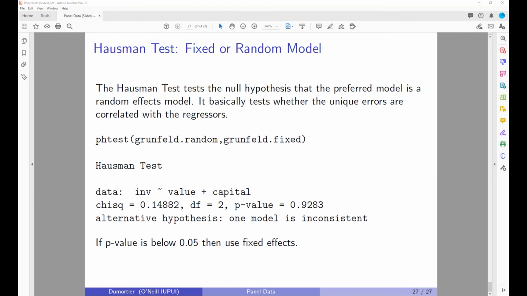And if you execute this test, you find that we fail to reject that null hypothesis, and hence the random effects model is appropriate. So this concludes the lecture on panel data.